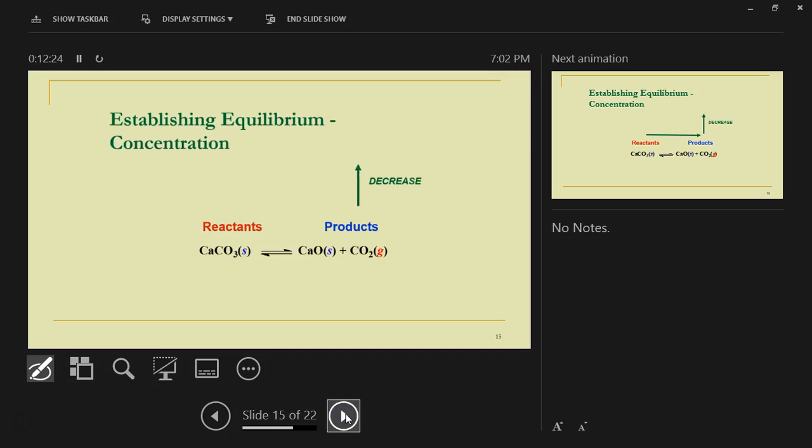What would happen if I decreased the products? Once again, toward a decrease. So go to your reaction arrow, because this is where you're going to make your decision of what's going to happen. And it's going to go toward a decrease. So the reaction shifts to the right in favor of the products.